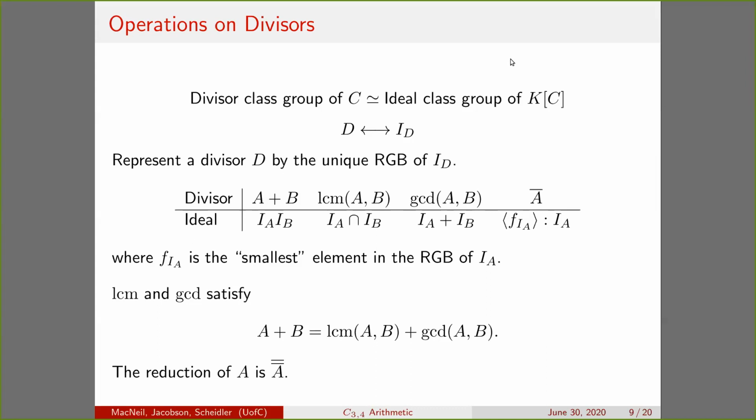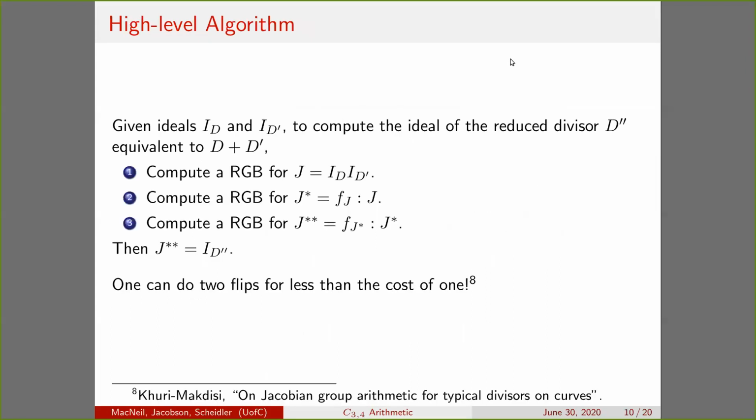The least common multiple and the greatest common divisor satisfy the identity A plus B equals LCM plus GCD. And the divisor can be reduced by flipping it twice, so the reduction of A is just double bar A. And this gives rise to a high-level algorithm for adding divisors.